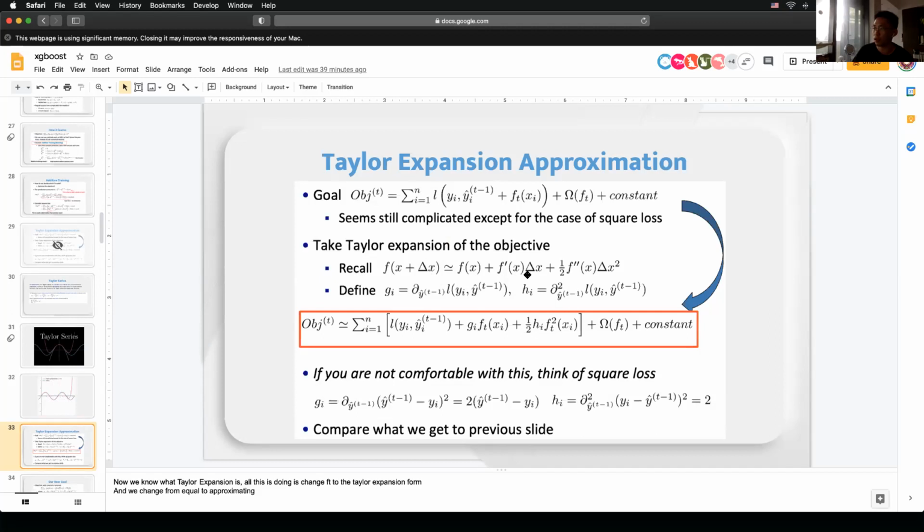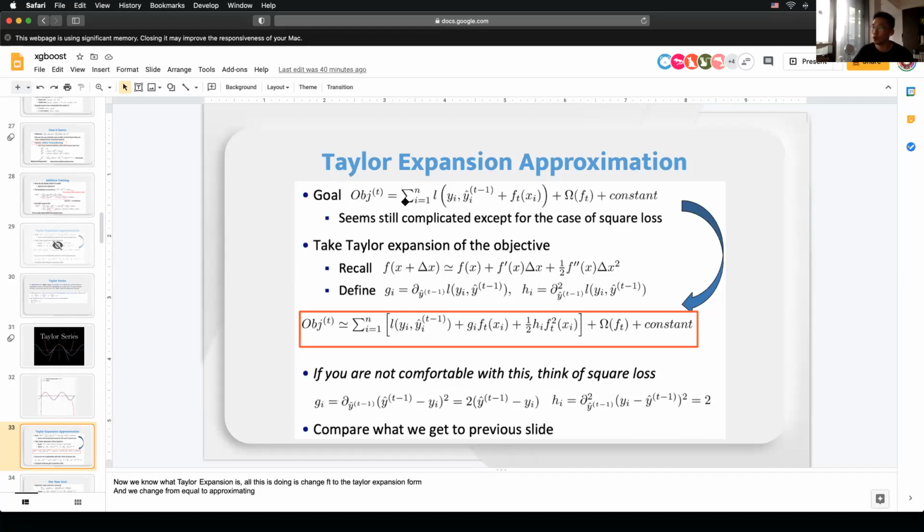Here, the first derivative, we define as gi, which is the partial derivative of y bar t minus 1, our previous round of prediction. And the second order derivative, we define as hi, which is also the second order partial derivative of y bar t minus 1. You can think of this derivative as not on the tree, but just on the prediction of the previous round. So gi and hi are two new variables that we introduce to capture this derivative information that will help us approximate towards the solution that we want to find.